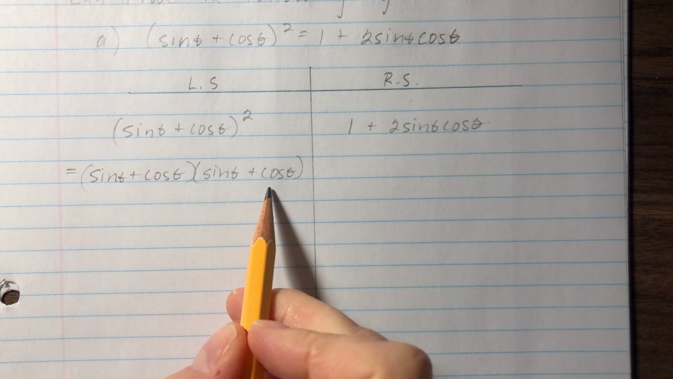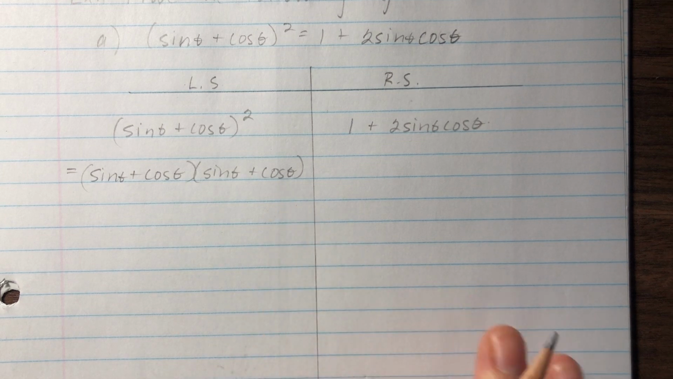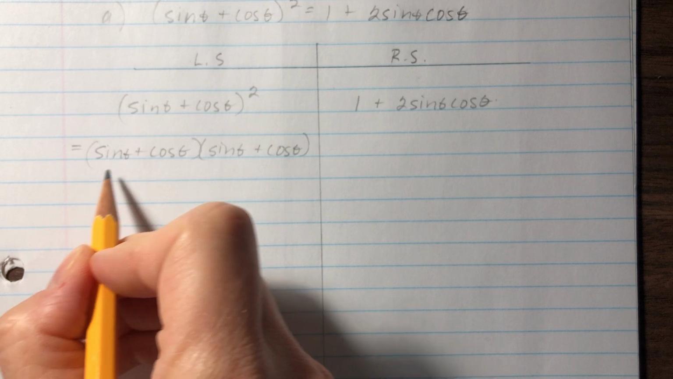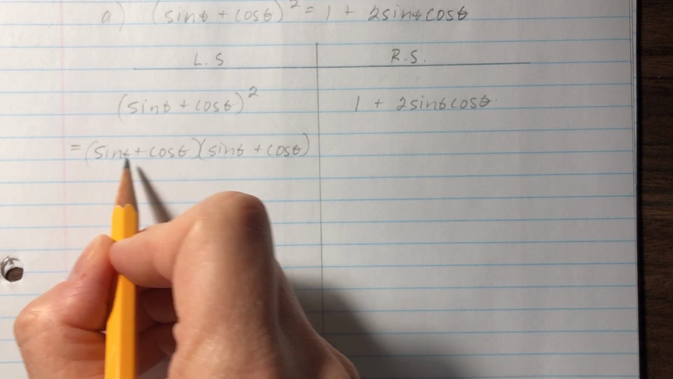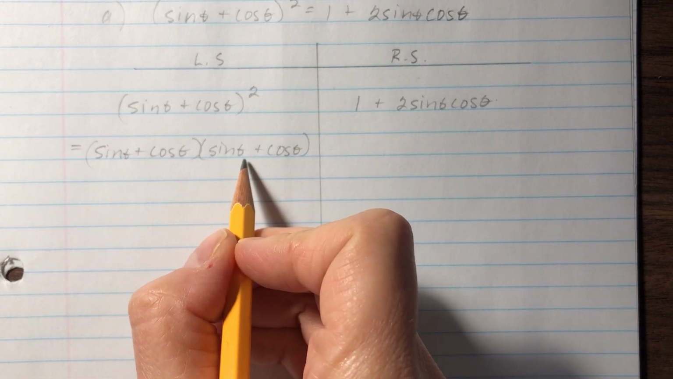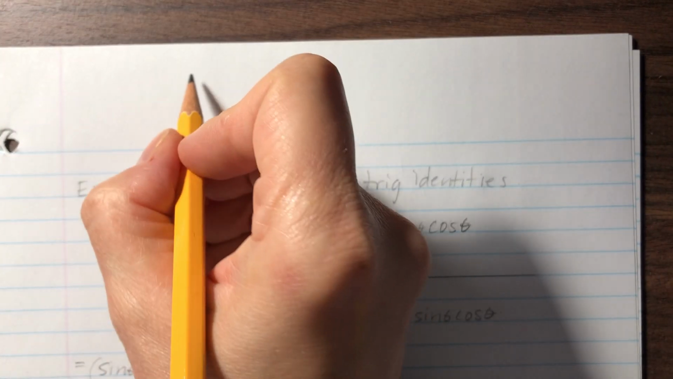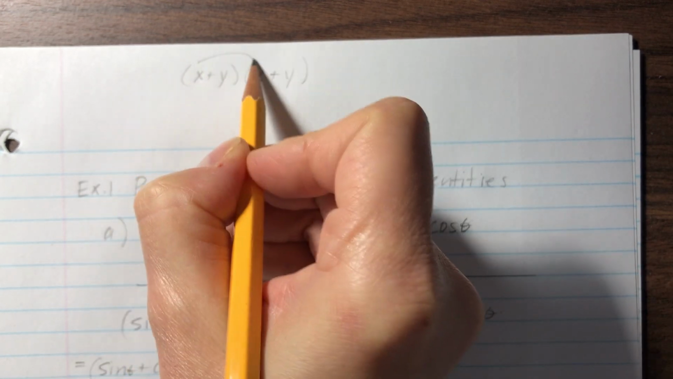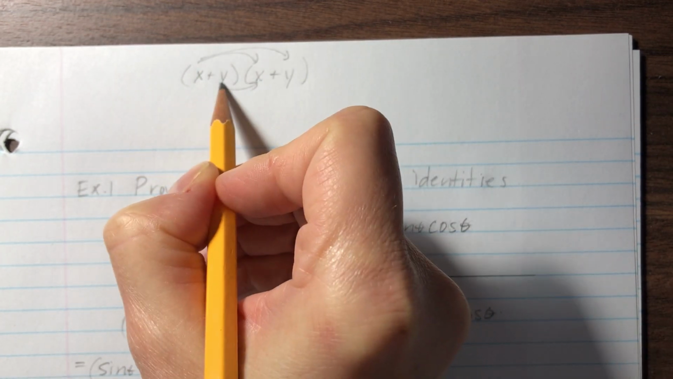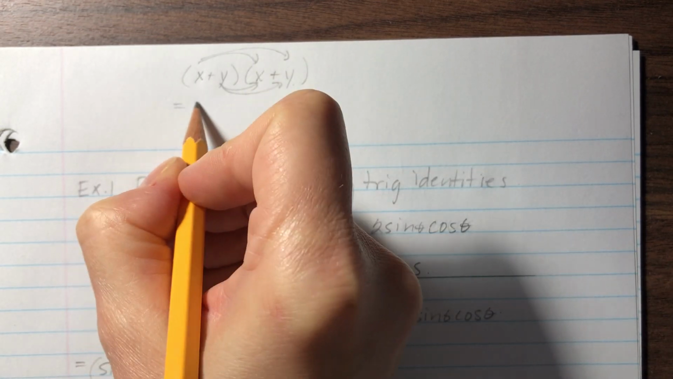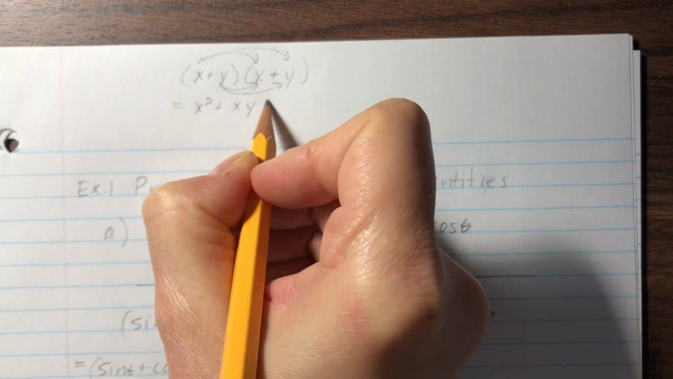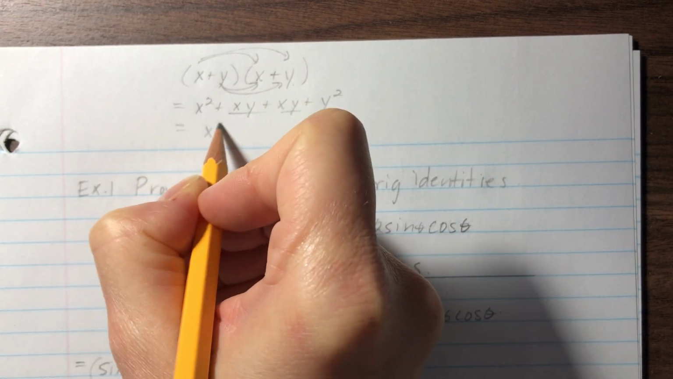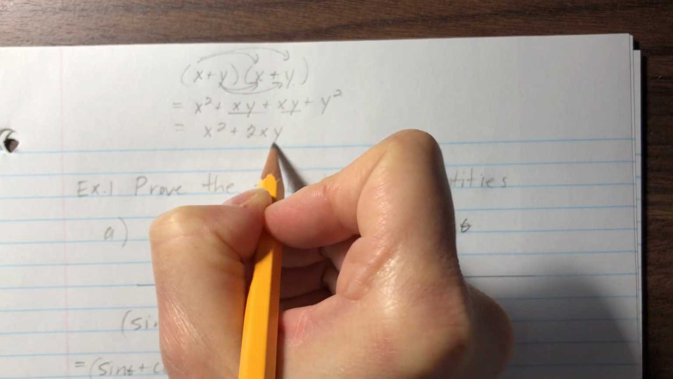Okay, so I'm multiplying two binomials together, and now I'm actually going to expand. To help you expand something like this, just treat sine theta and cos theta as if they were variables x and y. So if I had x plus y times x plus y, you would expand by multiplying the x through first and then the y through next. So you would get x squared plus xy plus xy plus y squared, and then you would combine the two middle terms to give you x squared plus 2xy plus y squared.